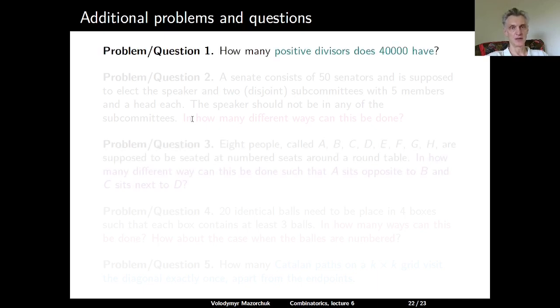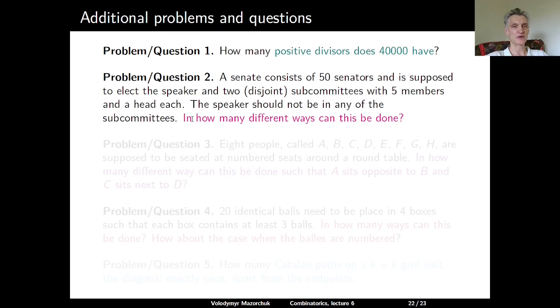Some problems and questions at the end. Problem question 1. How many positive divisors does the number 40,000 have? Problem question 2. A Senate consists of 50 senators and is supposed to elect the Speaker of the Senate and two disjoint subcommittees with 5 members each and a head of the committee in each case. The Speaker should not be in any of the subcommittees. In how many different ways can this be done?